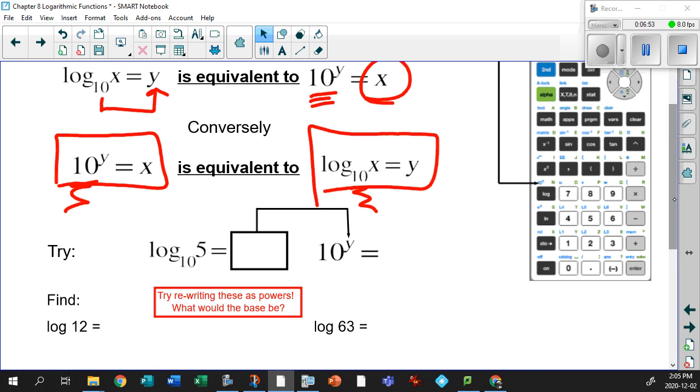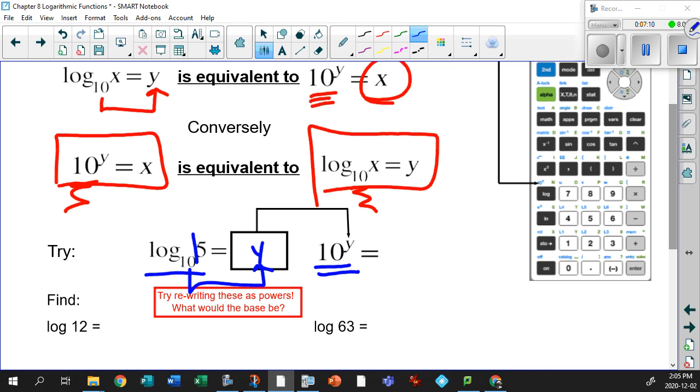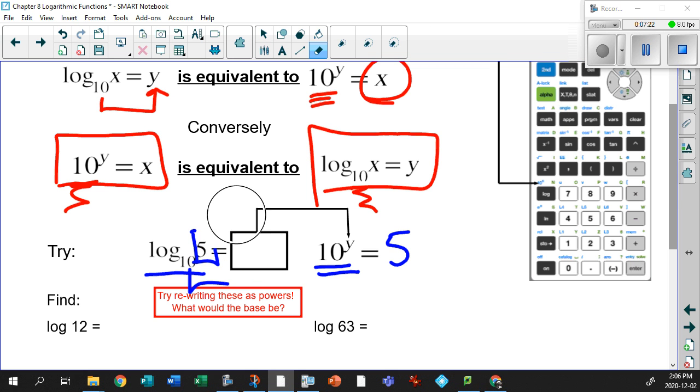All right. So check this out. This is going to freak you out here. Watch. Log base 10 of 5 then means, if it's equal to y, 10 to the y has to equal 5. So that means whatever this number is, let's find out that number. Let's actually do this in our calculator and find out what log base 10 of 5 is.